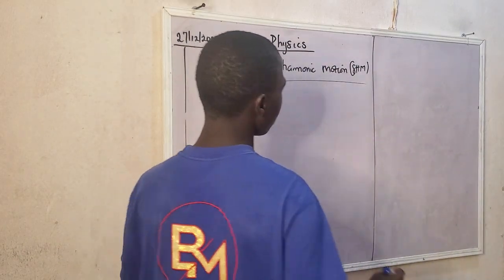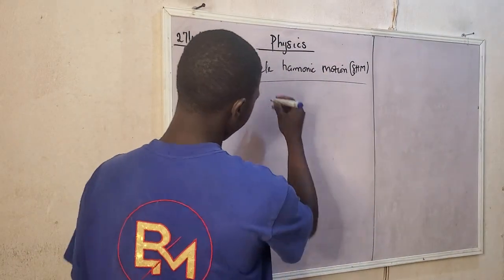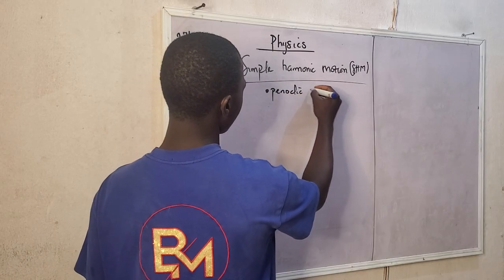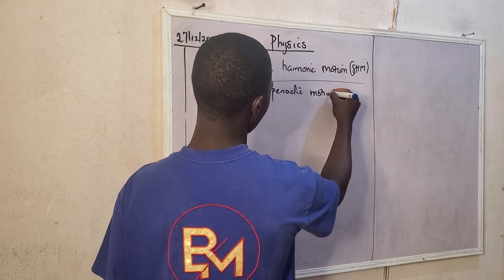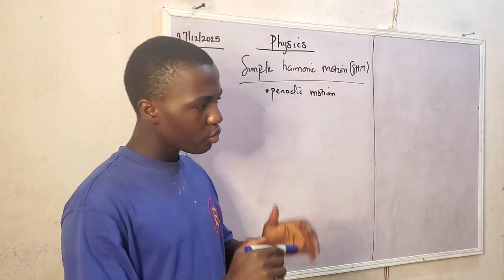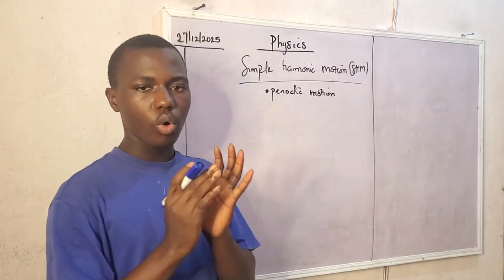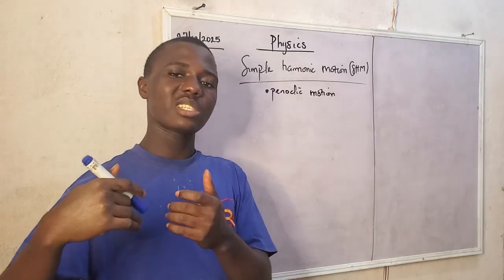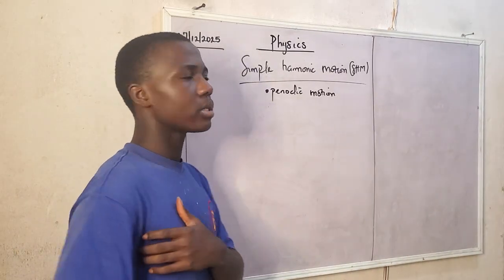So first of all, simple harmonic motion is a periodic motion. That's the first thing you should note. Now, what is a periodic motion? A periodic motion is a motion which occurs at a regular interval. It occurs with respect to time and occurs at a regular interval.